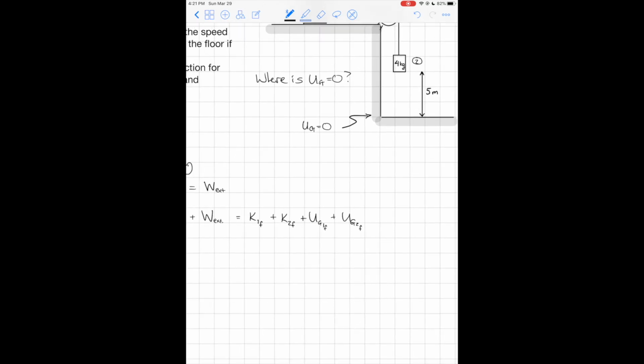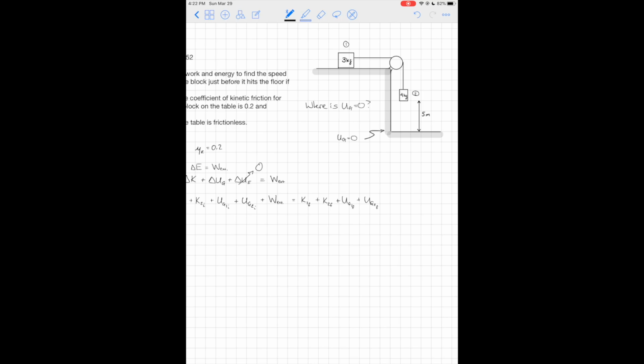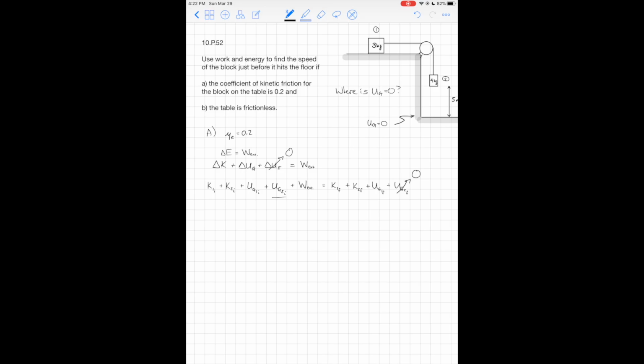And so I have some initial gravitational potential energy for block 2, but I won't have any final potential energy for block 2 because we're considering it just before it hits the floor, and so we are not at any appreciable height above the floor. If I think about the gravitational potential energy of block 1 here, really I never change heights. So UG1I and UG1F are the same, and they'll cancel then. I can subtract both sides by it.